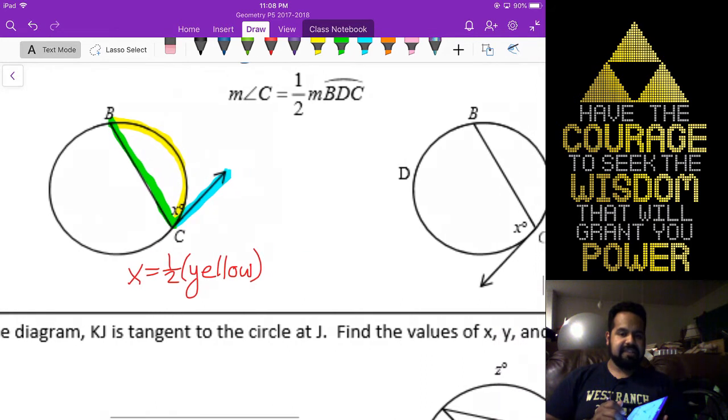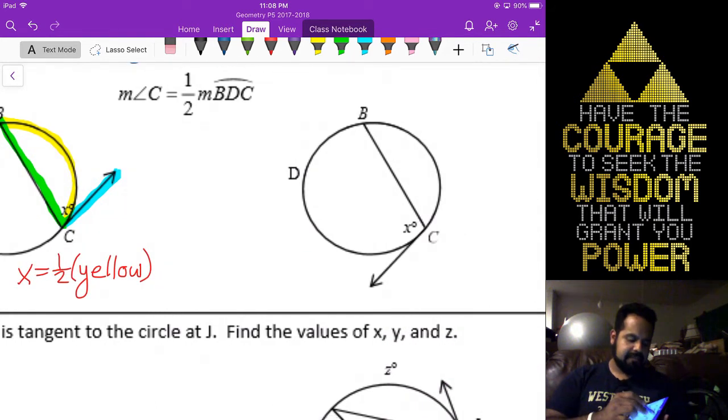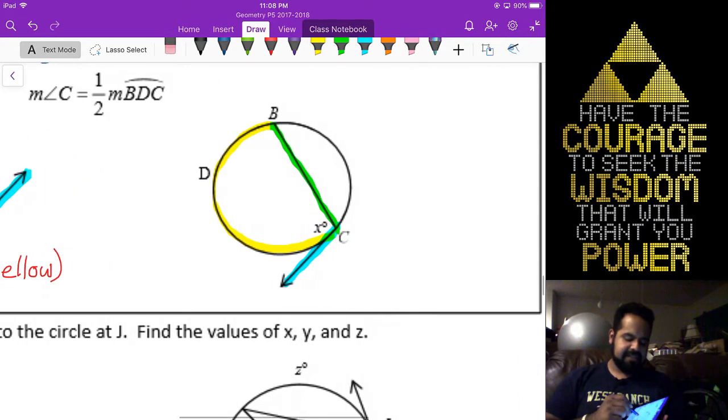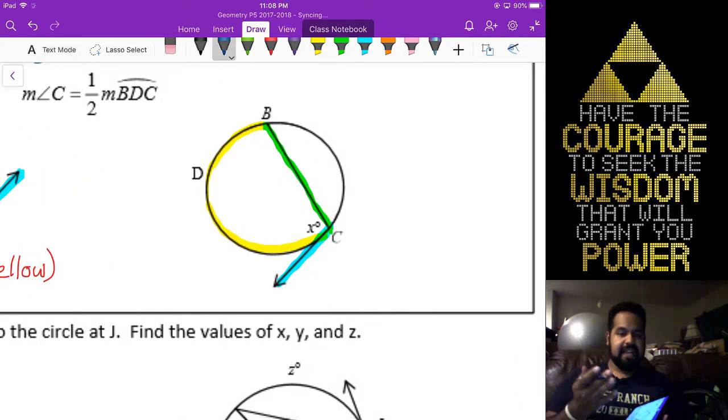And likewise, in the same manner, over here, I've got my chord, and I have a different tangent line, but still a tangent line nonetheless. Here's the intercepted arc, and so angle x in that case is still meeting at the intersection of those two lines, so x is going to equal 1/2 of the yellow arc.